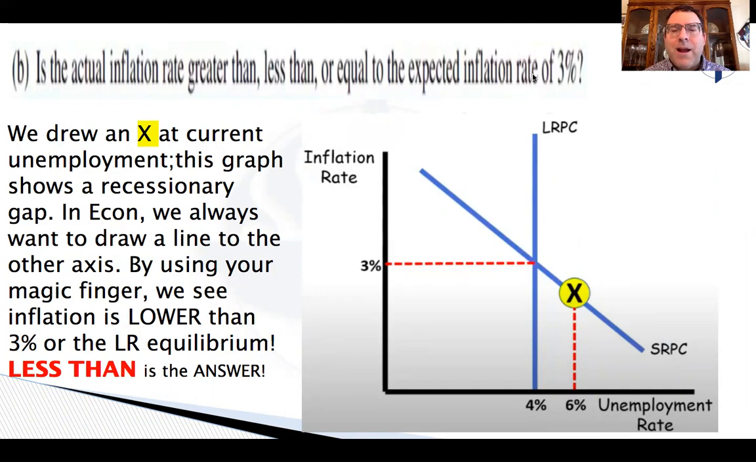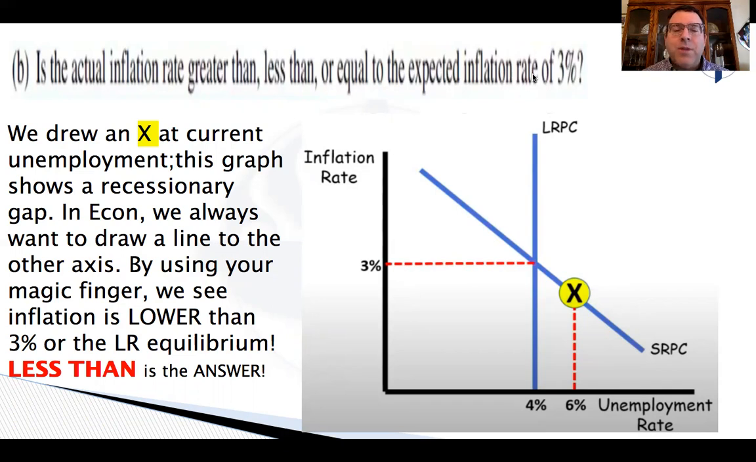We know from economics from the beginning of the year that we always have lines going to both axes to show us what our condition is, but we don't have another line on the inflation side. So we're going to take our magic finger, go straight over from X. As soon as we hit the axis for inflation, boom, we stop. And where's our finger? Our finger is below 3% as we go straight over from X, which is 6%.